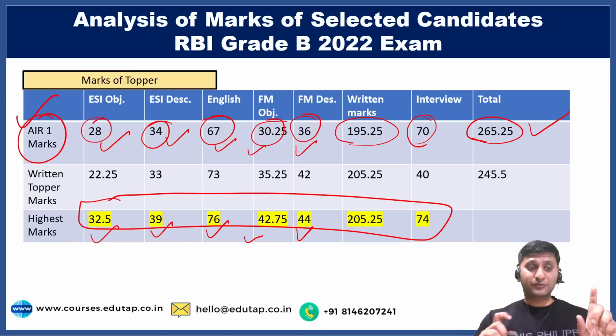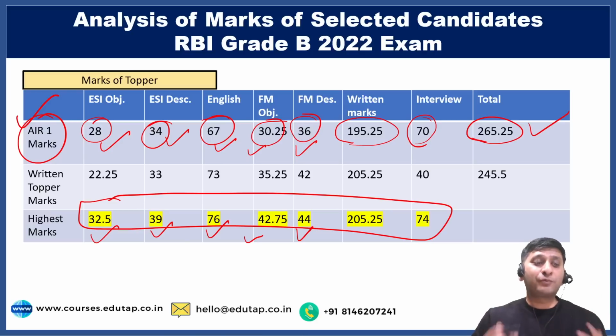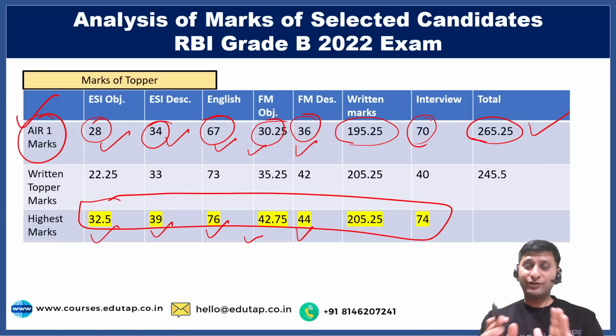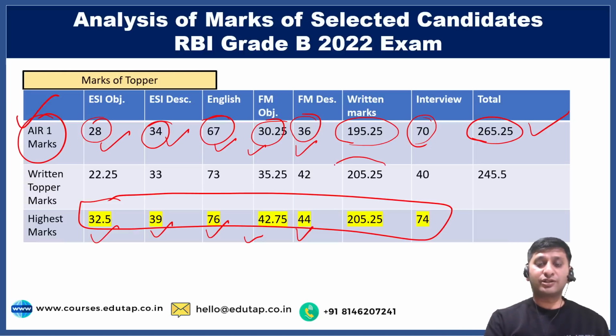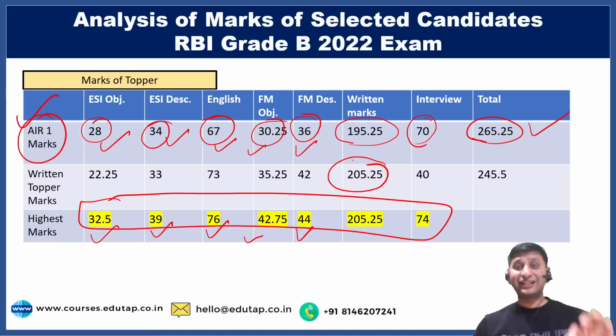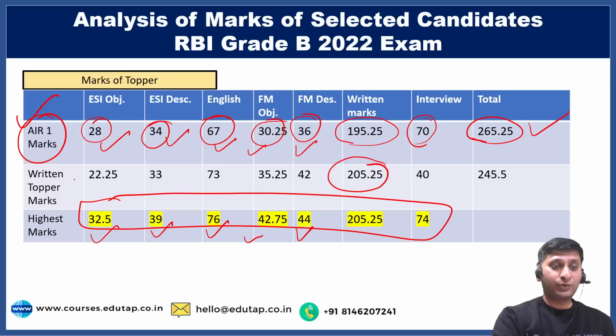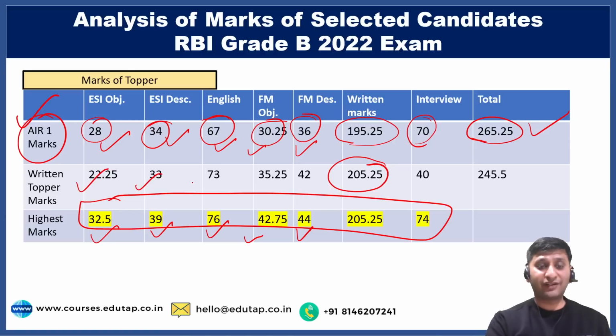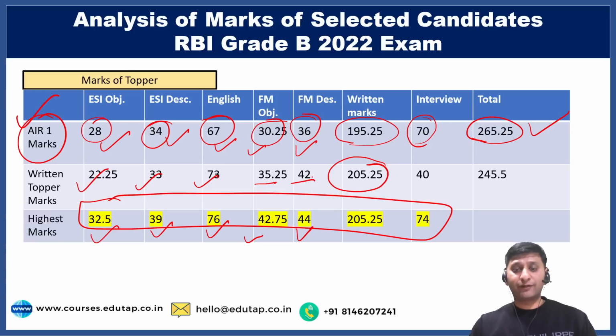And then if you see the marks obtained by the person who is the topper in the written part, right? So till phase 2, if we consider the marks, that is, we exclude the interview marks, then this person is a topper who has scored 205.25. So this is the highest in the written exam if we exclude the interview, and this person has scored 22.25 in ESI objective and 33 in descriptive, 73 in English and 35 and 42 in FM objective and descriptive.